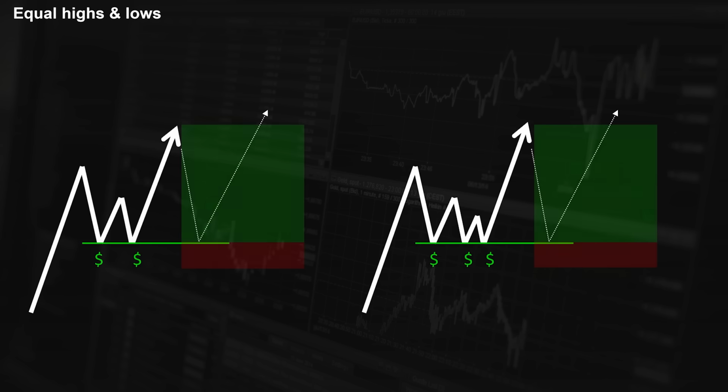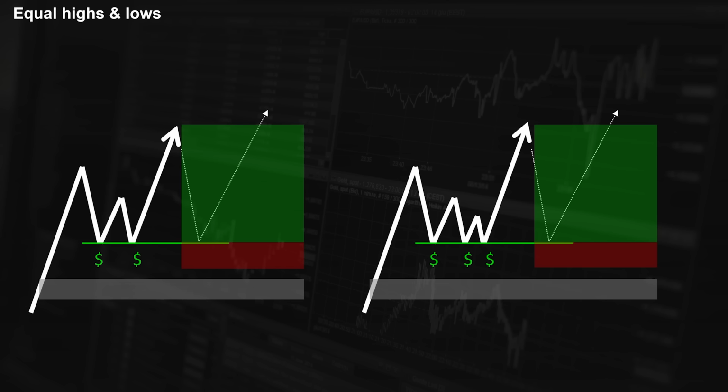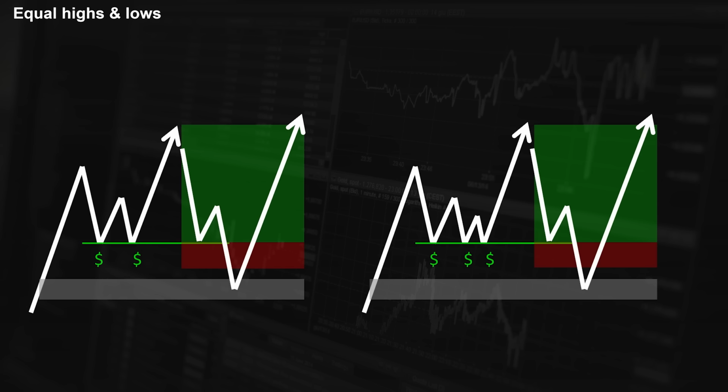Many retail traders expect rejection to the upside once the price taps into this area again, so they enter long positions at these levels, placing their stop losses somewhere below. However, as we mentioned earlier, smart money aims to trigger these stop losses. Therefore, it's important to wait for the liquidity to be collected before entering the market. If a demand area exists below the equal lows, there's a high chance the price will break below, sweep the liquidity, and then push higher.